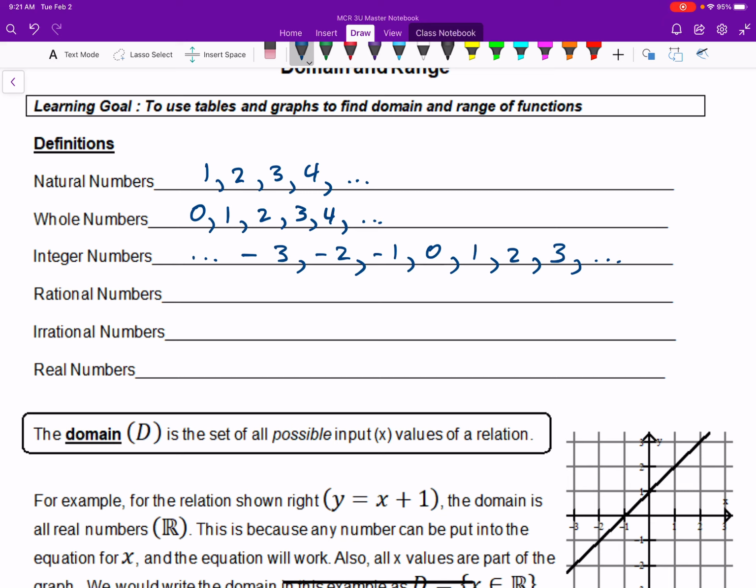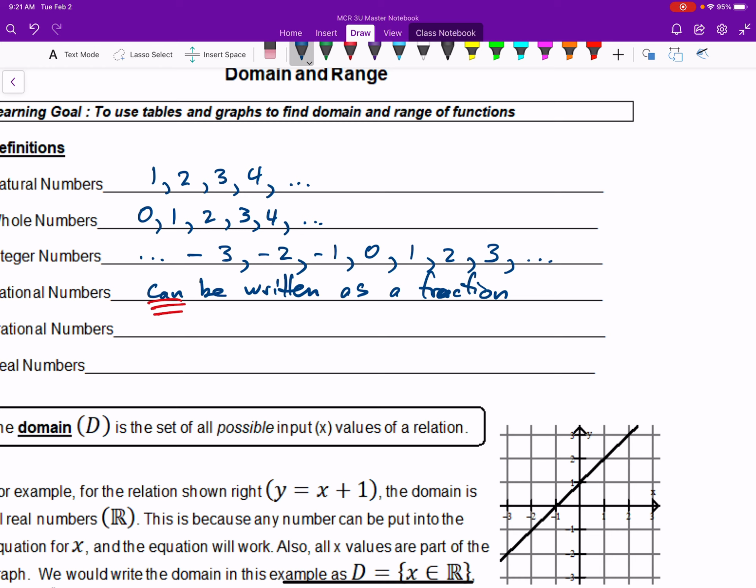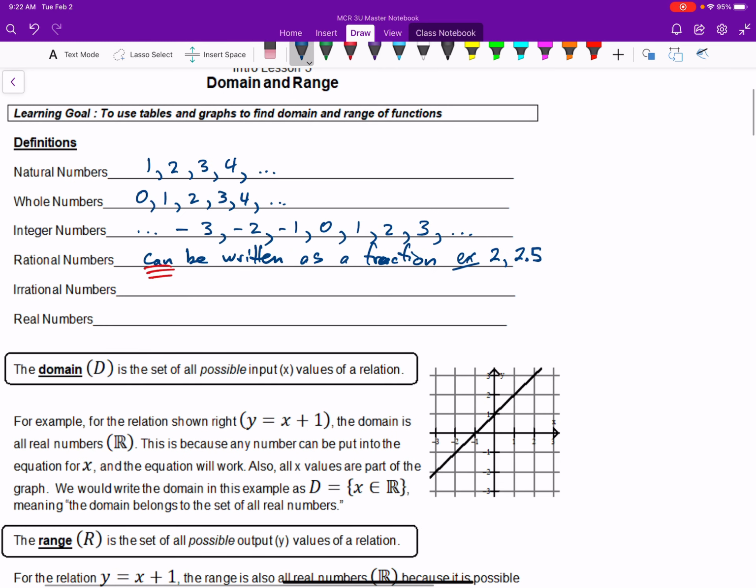Rational numbers can be written as a fraction. Okay, so anything that can be written as a fraction, and I'm going to put the emphasis on the word can because it doesn't have to be written as a fraction, is a rational number. So some examples of things that aren't written as fractions but could be would be the number 2 or any whole number, or a decimal that ends like 2.5. I could write that as a fraction. I could write that as 5/2 or various other versions.